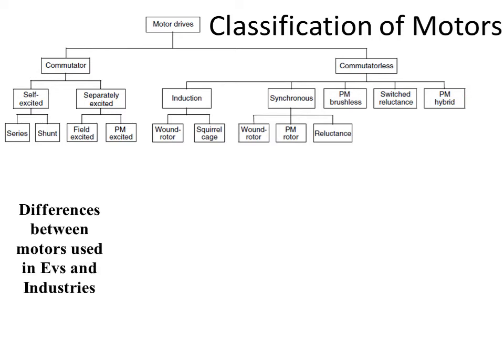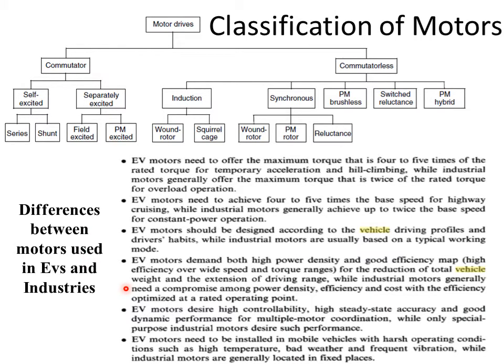Now, when we are selecting a motor or talking about a motor used in an electric vehicle, what is the main difference between the motors used in electric vehicles and in industries? One thing is that the maximum torque required by the EV motor is about 4 to 5 times the rated torque, because in industrial motors we need a maximum of twice the rated torque, whereas here, since we have conditions like sudden acceleration, hill climbing, etc., the torque requirement is high.